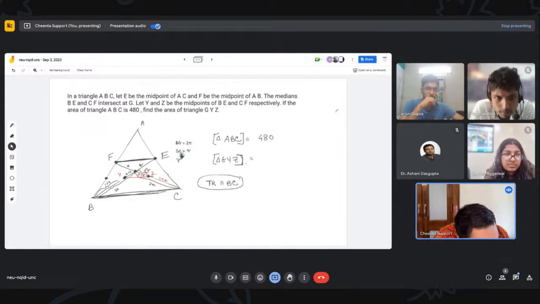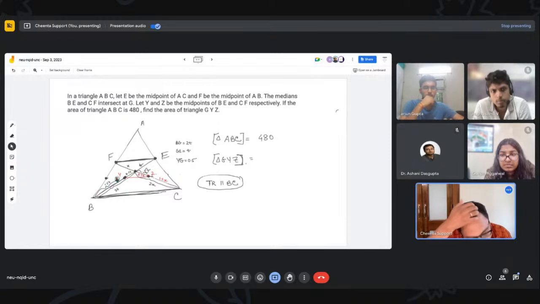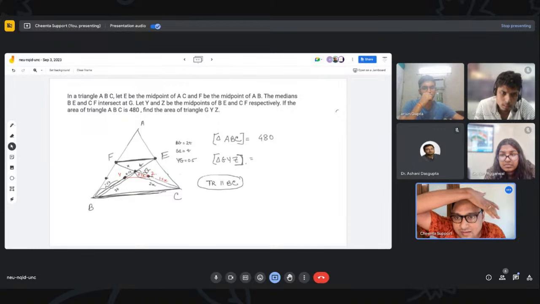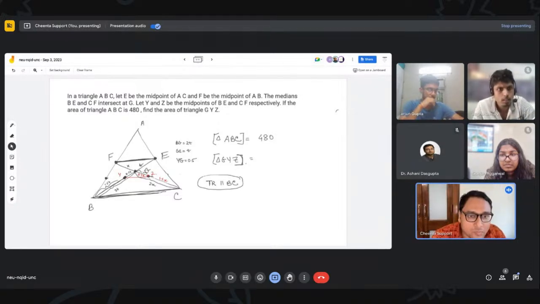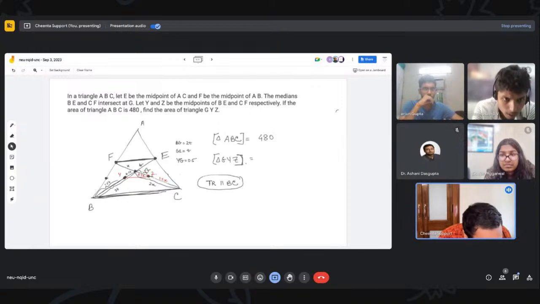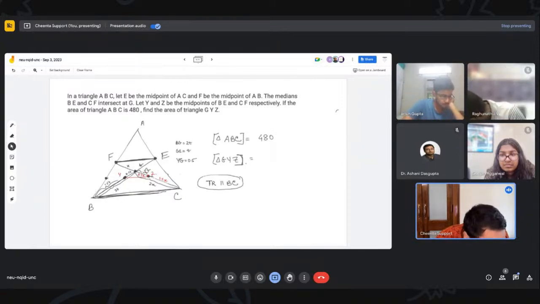YG is 0.5t because Y is the midpoint of BE, right? So YG must be 0.5t. Otherwise, we cannot have 1.5t and 1.5t equal parts, right? So similarly, GZ is 0.5x.